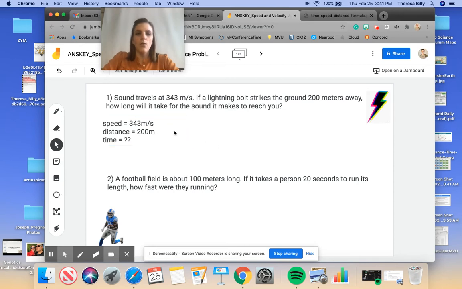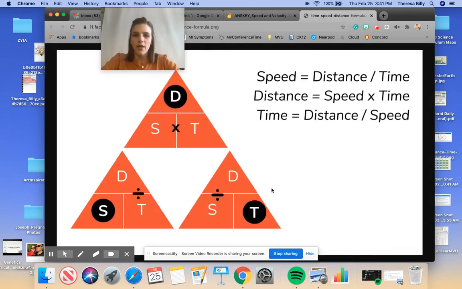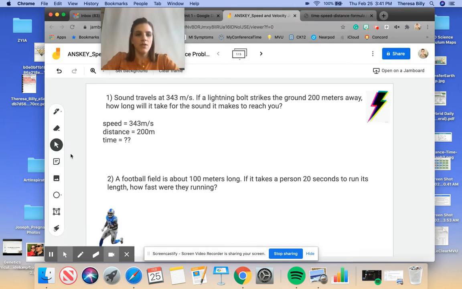All right. Now, what equation are we going to use? Go back to your triangle. We want to find time, which means our equation is distance divided by speed. So now you go back to your problem. We said time equals distance divided by speed. So if we plug in some numbers, distance was 200. Speed was 343. Oh, space out just a little bit. So then what does that equal?